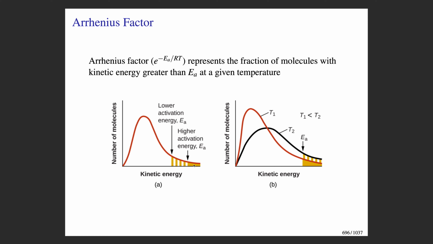There's also a temperature effect. So when you change the temperature, it changes the distribution of kinetic energy. So here's a low temperature. This red curve is a low temperature distribution. When you increase the temperature, you broaden the distribution function. And so at a given activation energy, when you increase the temperature, you're going to have more molecules that have kinetic energy greater than that activation energy. And so increasing the temperature increases the fraction of molecules that can overcome the reaction barrier.